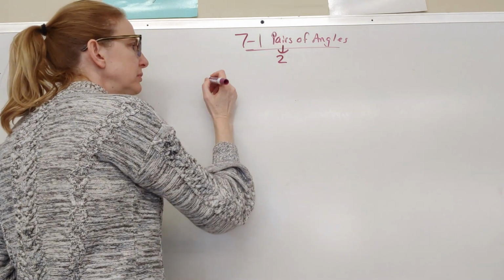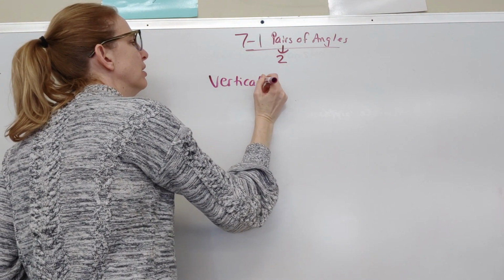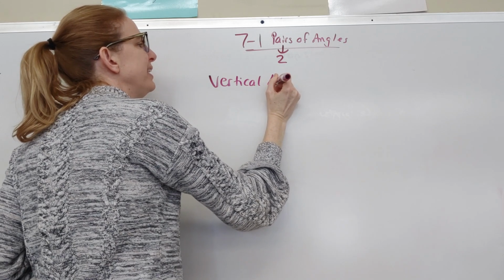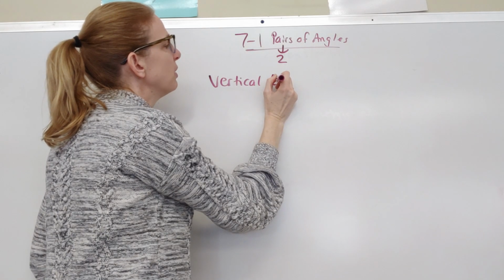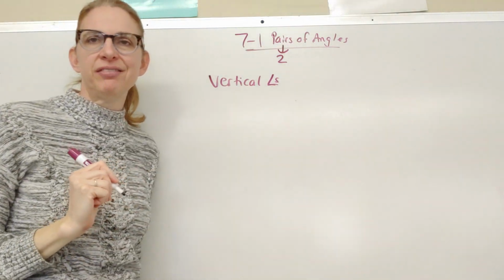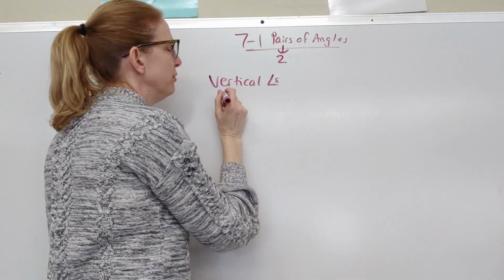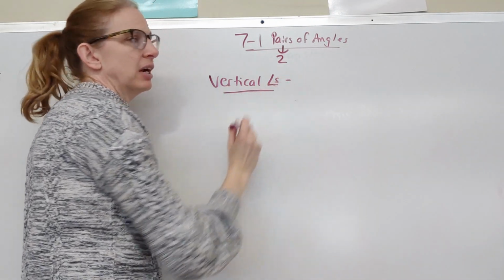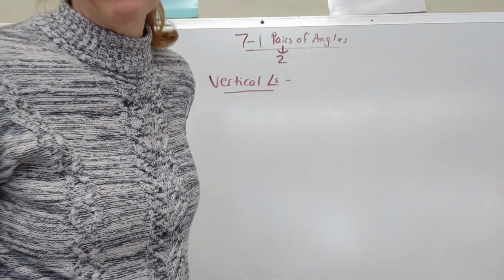All right, so first one, vertical angles. And this symbol right here means angles. It's like a picture of an angle with an S in it. It's just a shortcut way of saying angles. You could write out the word angles if that makes you happy. Okay, vertical angles. That's our first word, and it is formed by two intersecting lines and the angles are opposite each other.